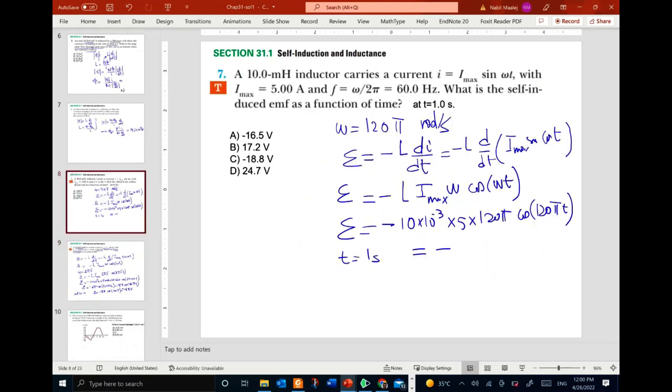So this is actually, in the Kahoot it was incorrect, it's minus 18.8 volts. Okay? All right, next question.